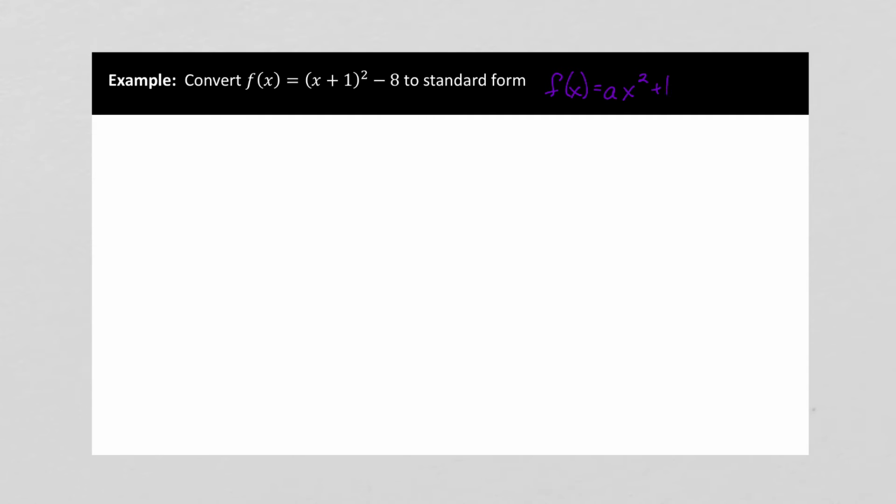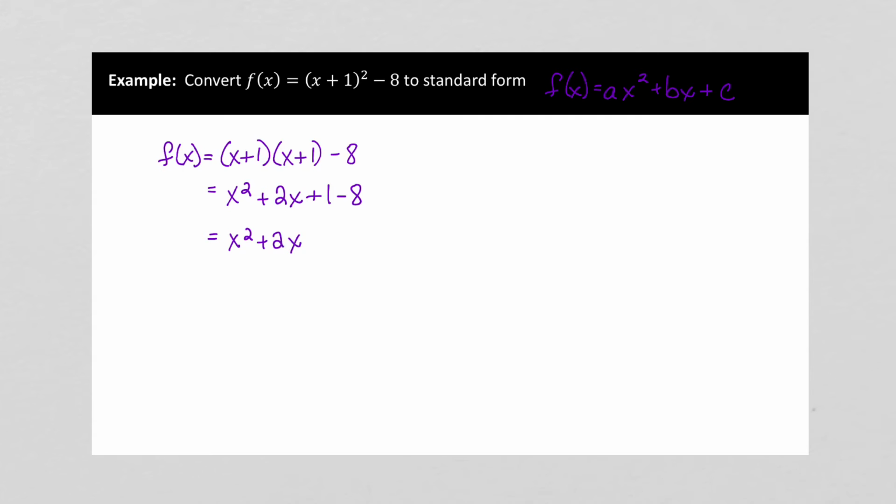ax squared plus bx plus c. So going this direction is fairly simple. We just FOIL and simplify and done. So we'll take x plus 1 and multiply it by x plus 1. We'll have x squared plus 2x plus 1 times x is x, and 1 times 1 is 1. And then 1 minus 8 is negative 7. So now our function is in standard form.